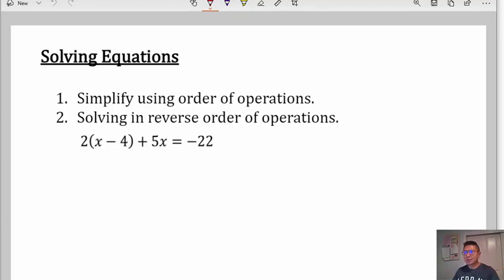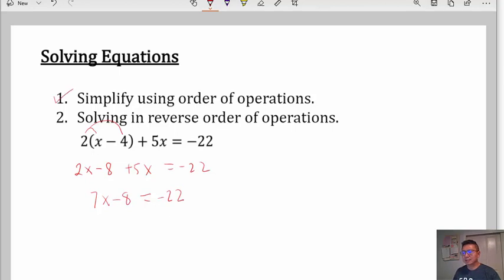think about it. So first, we're going to simplify everything as much as possible, which involves the distributive property. So we get 2x minus 8x plus 5x is equal to negative 22. Then we simplify by adding, there's no x there. Then we simplify by adding all our like terms. So that'll be 7x minus 8 is equal to negative 22. So we've simplified. Nothing else can be simplified.